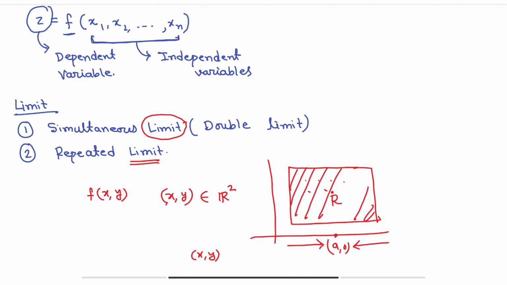Let's say there is an arbitrary point a comma b. Suppose this point is a comma b. So the point x, y is tending to the point a comma b. So we can write the limit as x comma y tends to a comma b. In that case the functional value f of x, y will tend to a particular number or particular value L.